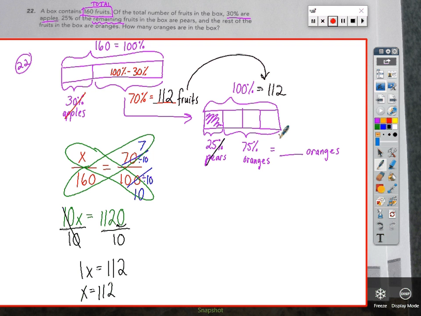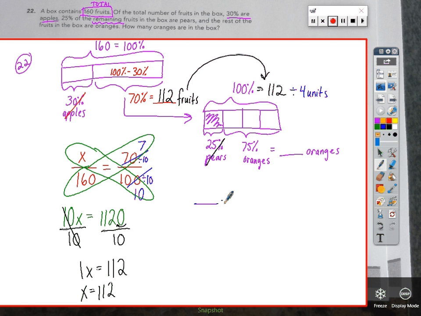Now my class chose not to do that. They chose to take this 112 fruit and divide it by 4 units because they were thinking of unit rate. That's an awesome strategy. It will save on percent proportion also. You won't have to set up a second one. But maybe you didn't see that.